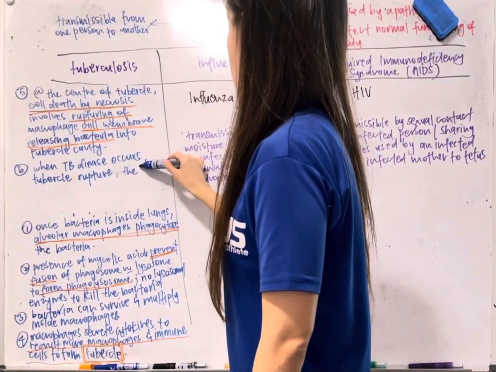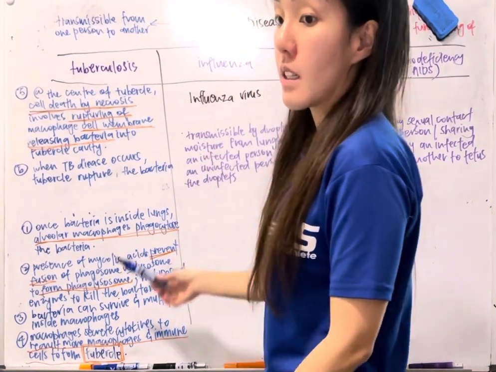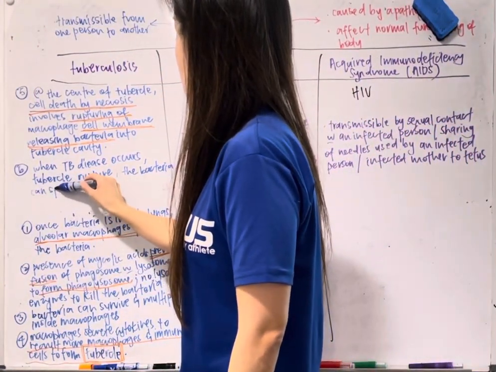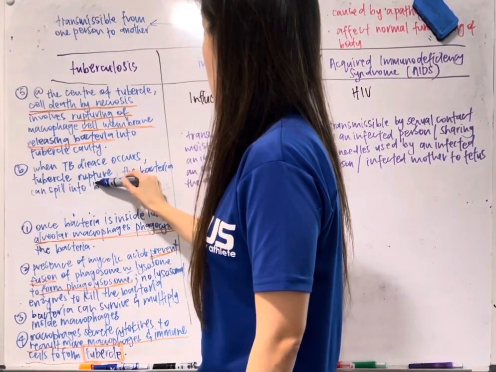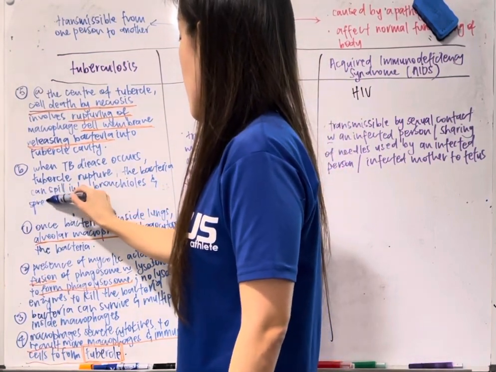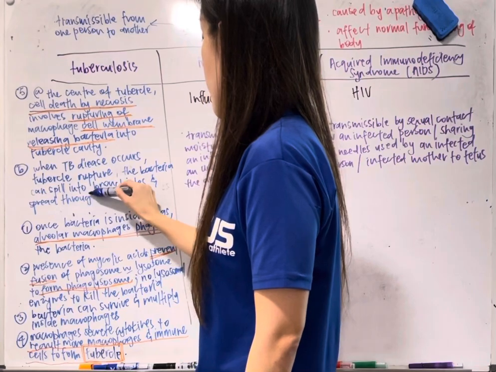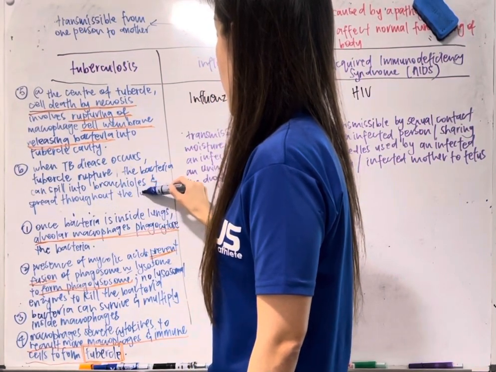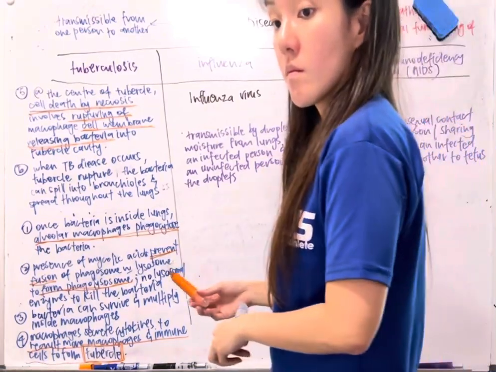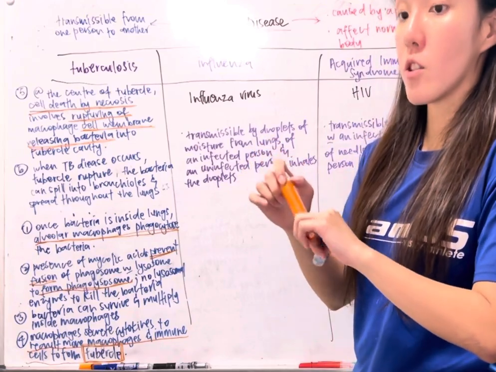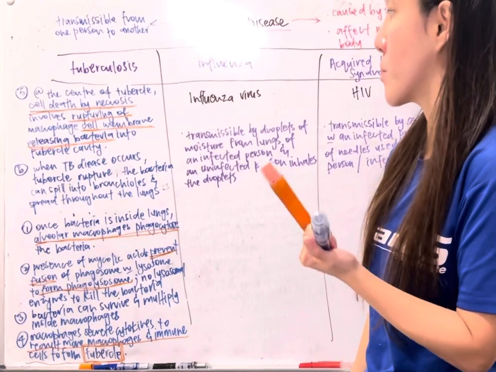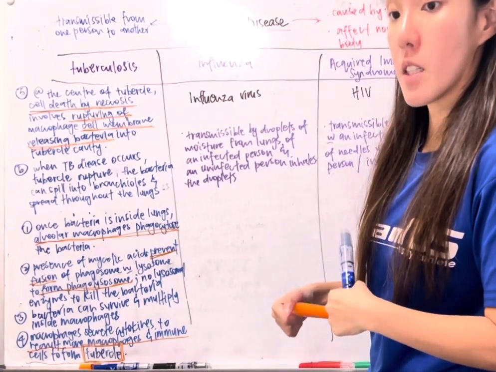So the bacteria can actually spill into your bronchioles and spread throughout your lungs. So the idea is you're going to lead to what we call the productive cough that can produce aerosol droplets in order to spread the disease as well.